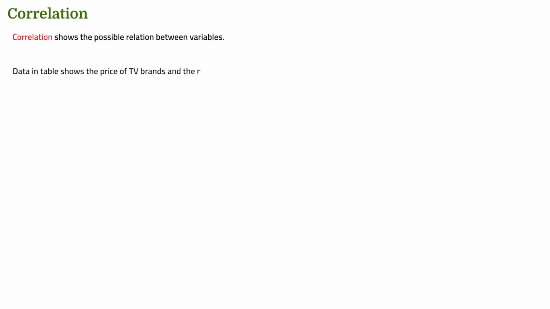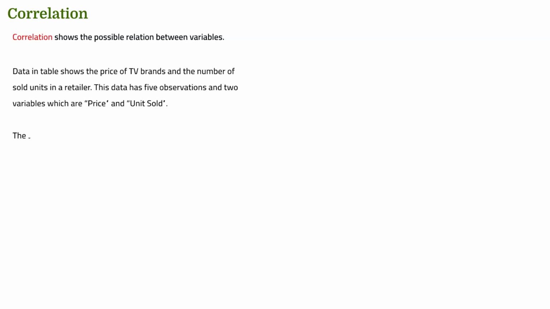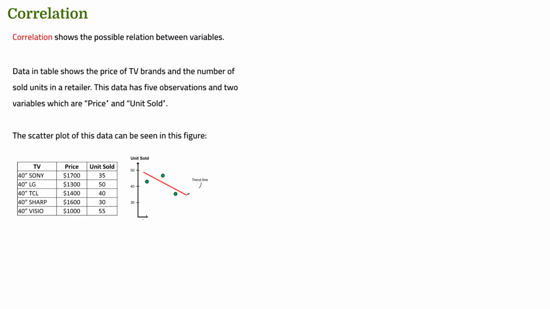Next topic, correlation. Correlation shows the possible relation between variables. Data in table shows the price of TV brands and the number of sold units in a retailer. The data has 5 observations and 2 variables, which are price and units sold. The scatter plot looks like this.